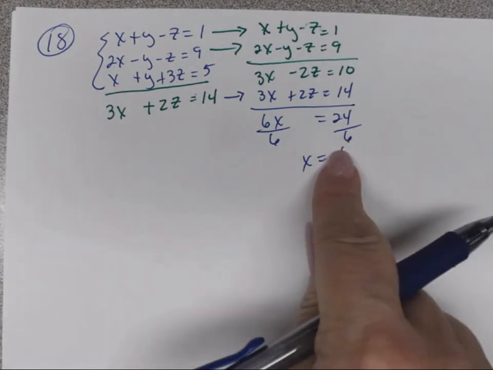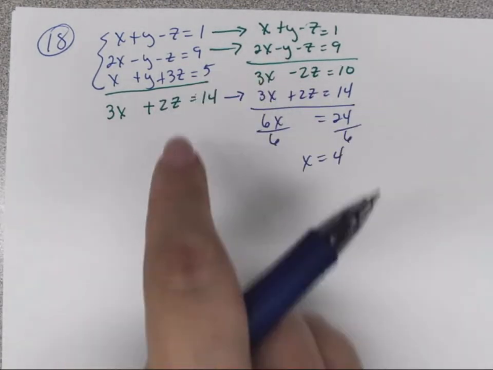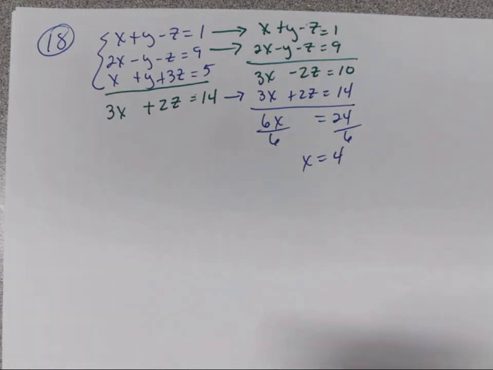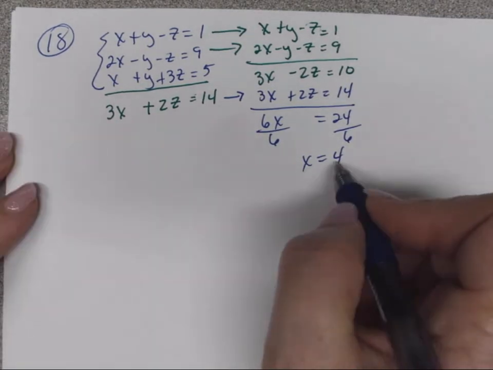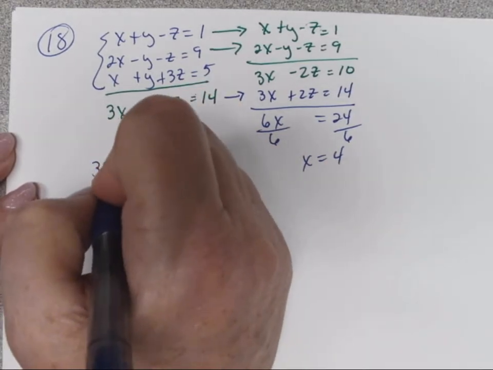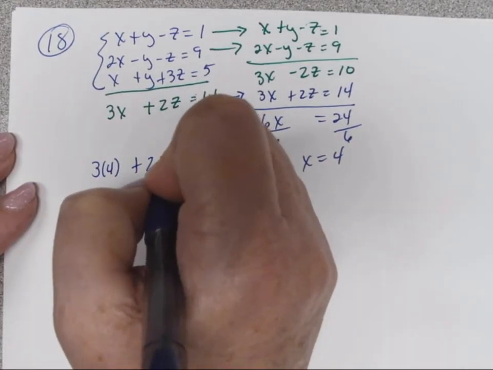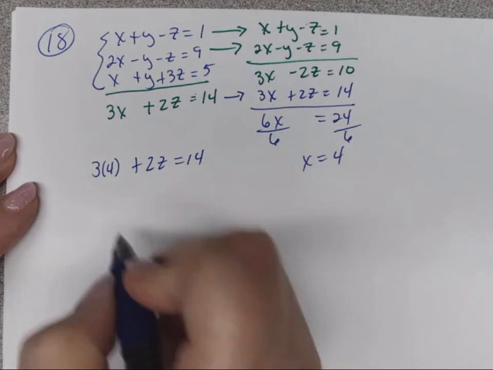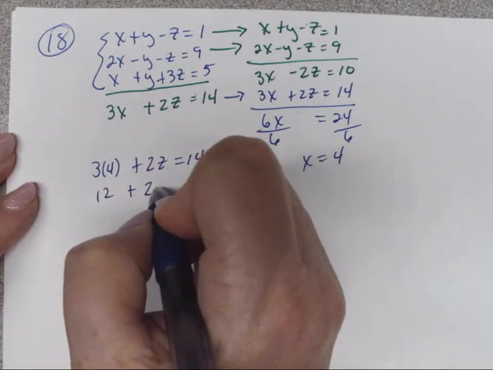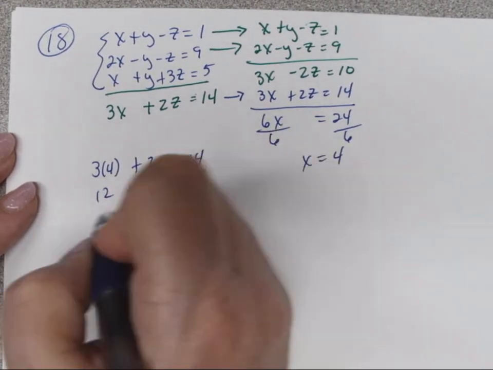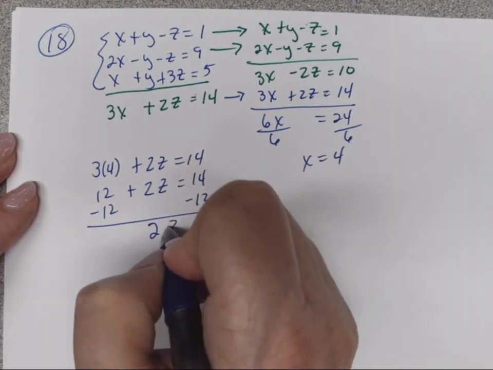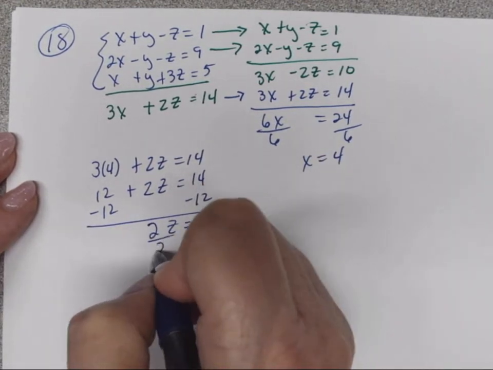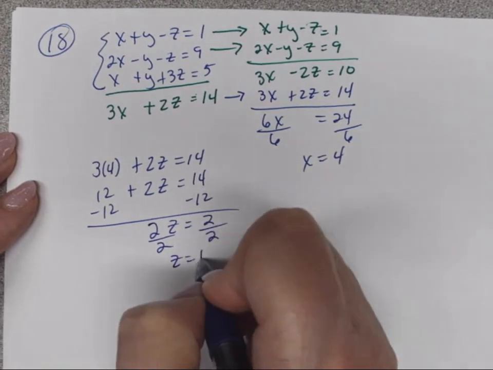So now that I have x, I can use either of my two equations to find z. I'm going to go ahead and use this one for ease. It wouldn't matter. So I have 3 times 4 plus 2z equals 14. So 12 plus 2z equals 14. Subtract my 12 over, and I get 2z is equal to 2. Divide by 2, z equals 1.